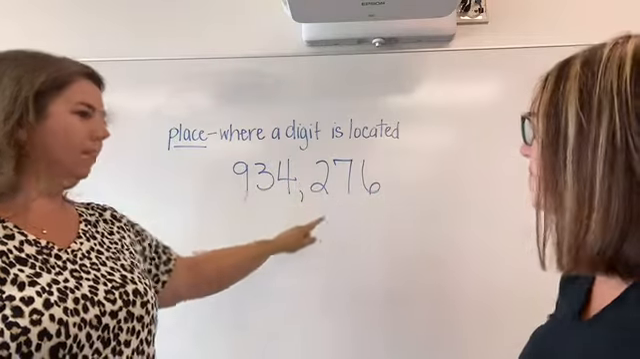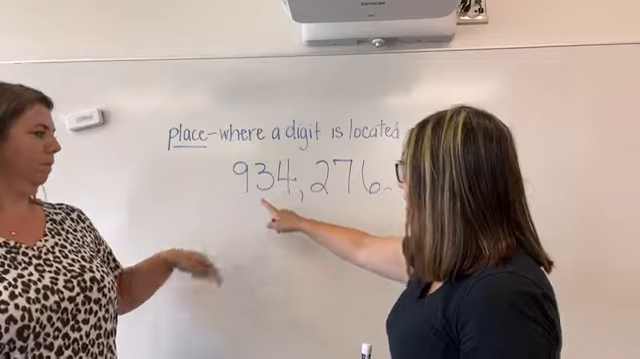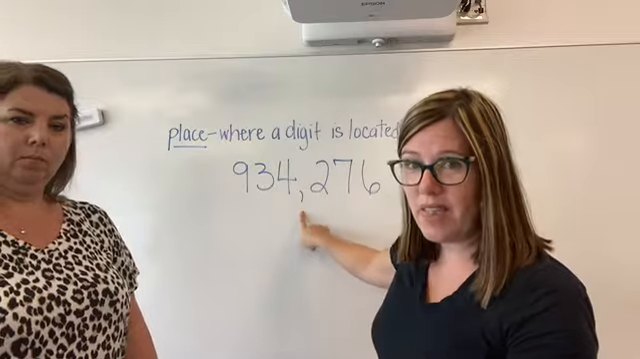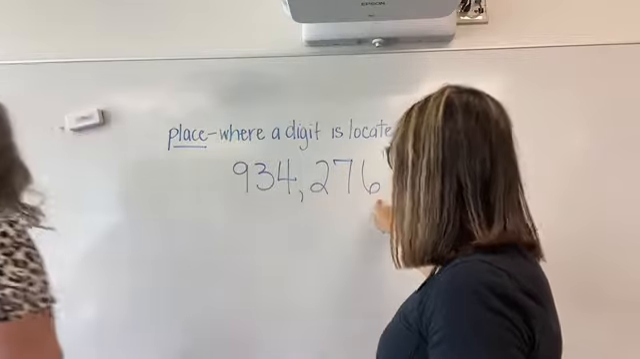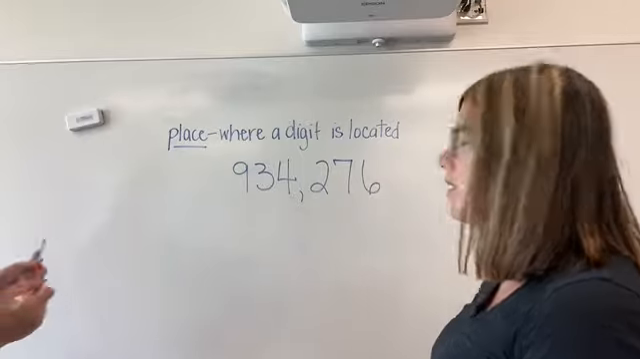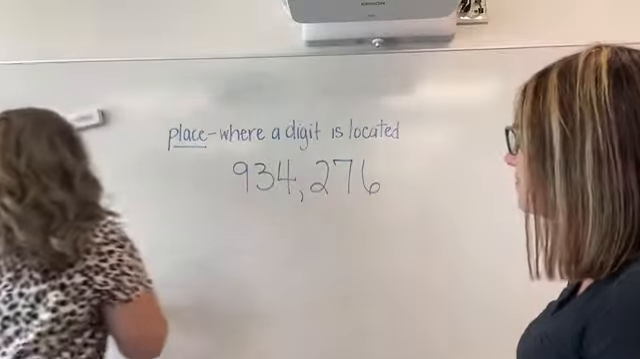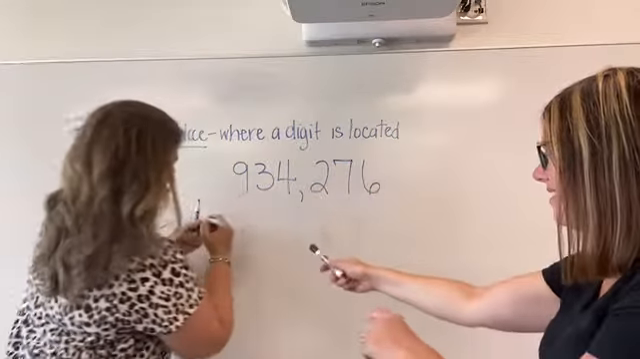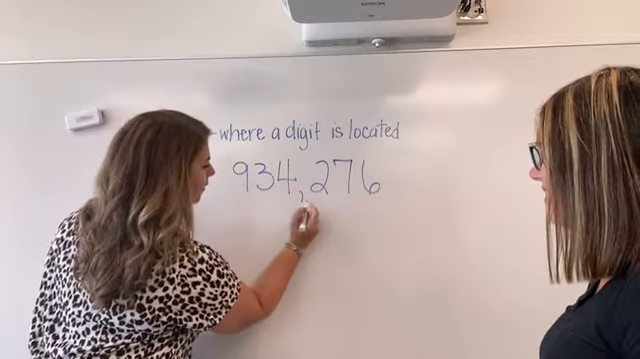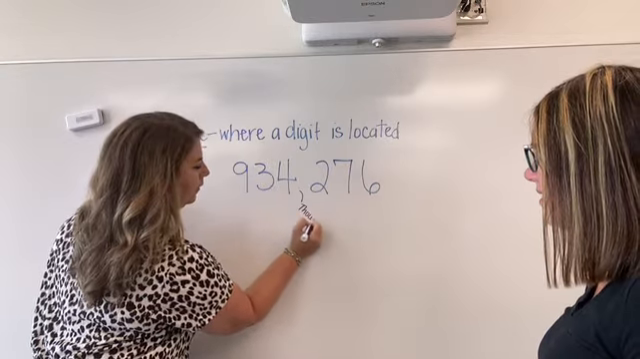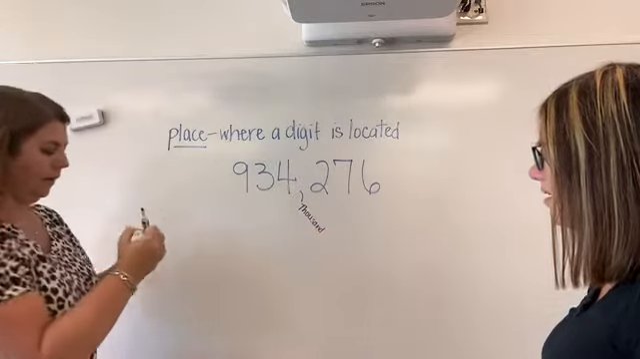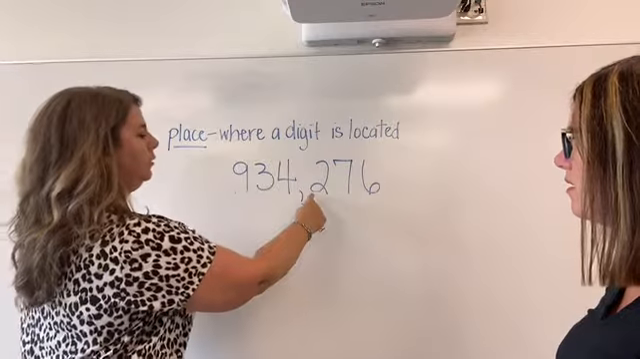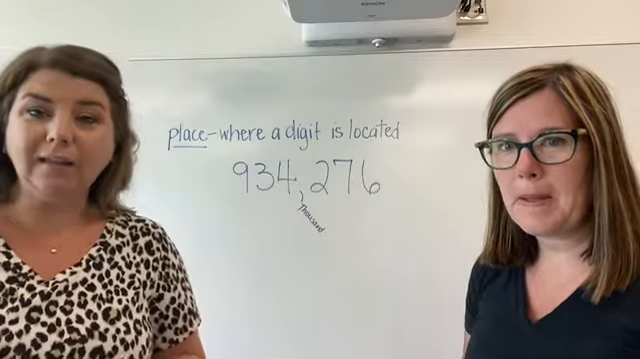Okay, Mrs. Wolf, can you read that big number? I can. So I first read this whole part, 934, and when I get to this comma, I always say 1,000. So this number is 934,276. Mrs. Wolf just told us something, and I'm going to just write it here for us. This first comma, we always say 1,000. So say that one to yourself. Okay, so we read that, 934,276.